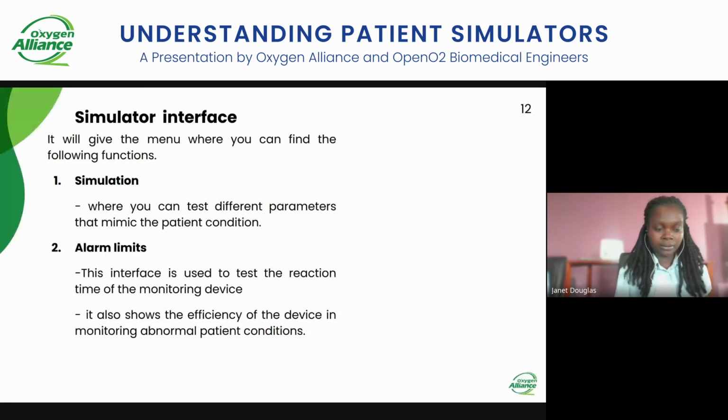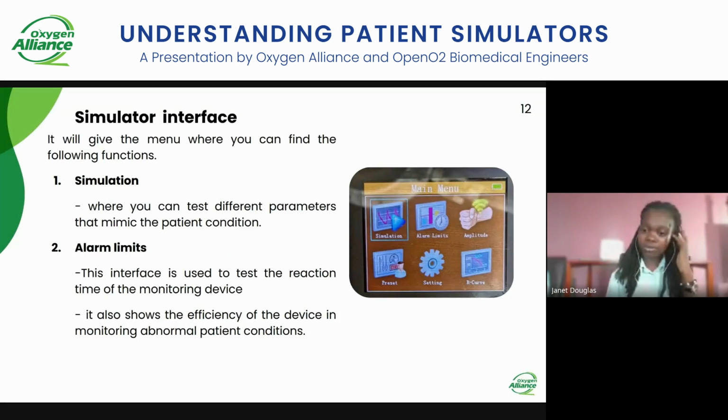Now, finally, navigating through the simulator itself. First, you see the simulation. In the simulation, it doesn't matter whether you're using a multi-parameter or a single parameter, you should be able to test different parameters. For example, if you're talking of a multi-parameter, you should be able to see where you can simulate the ECG, and where you can simulate the respiration.